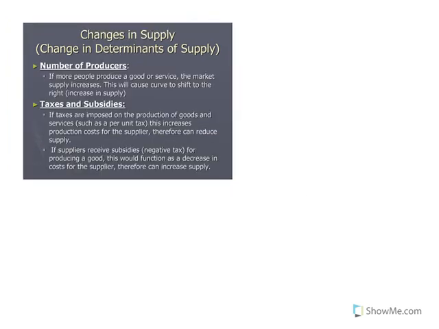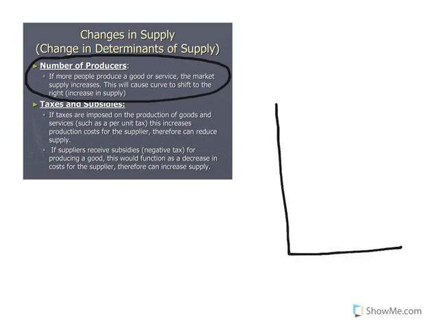The fourth determinant of supply is simply the number of suppliers in the market. And this one is very easy to understand and illustrate. Basically, the more firms there are selling a good, the larger the supply is going to be. So again, let's say that this represents the supply of grocery products in Bakersfield.